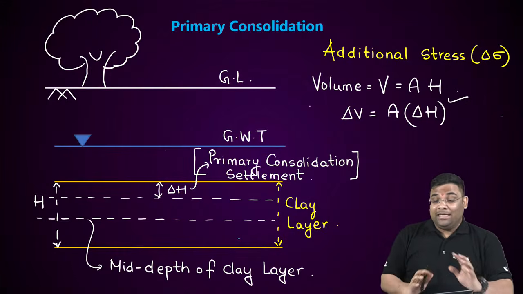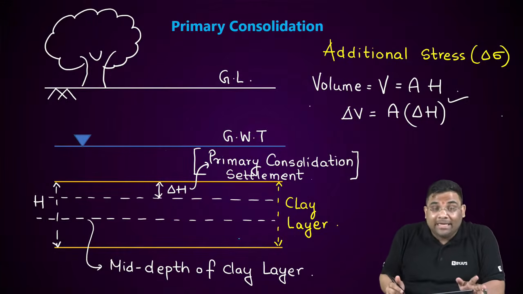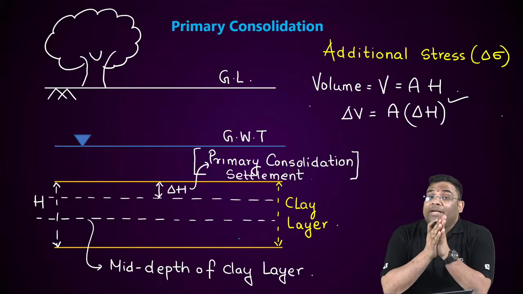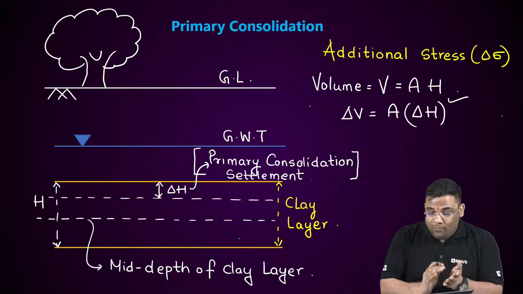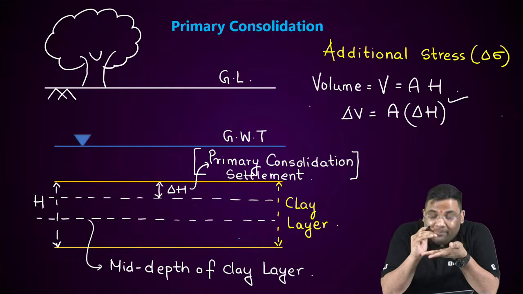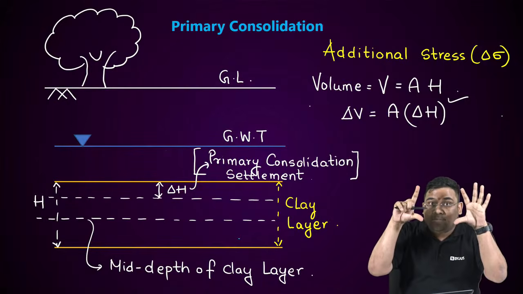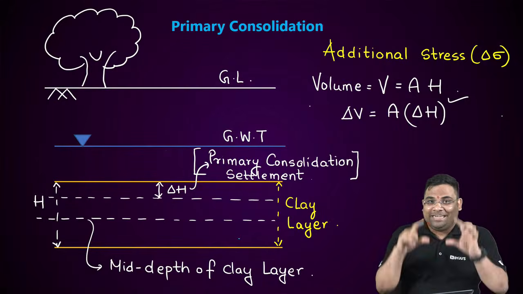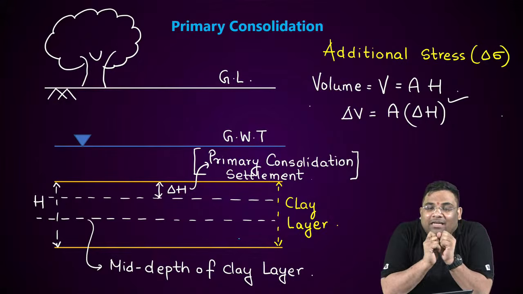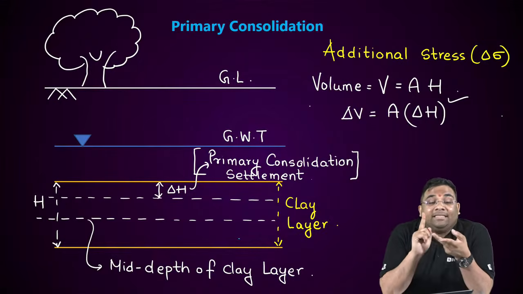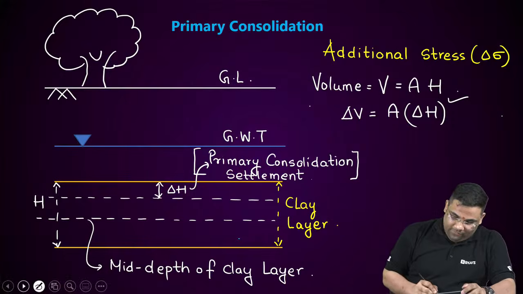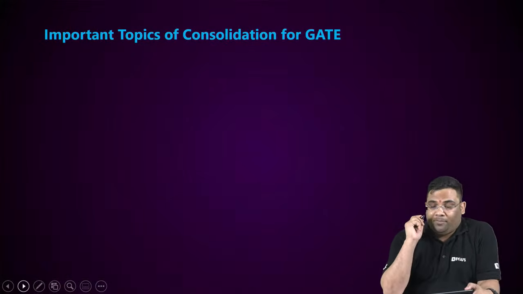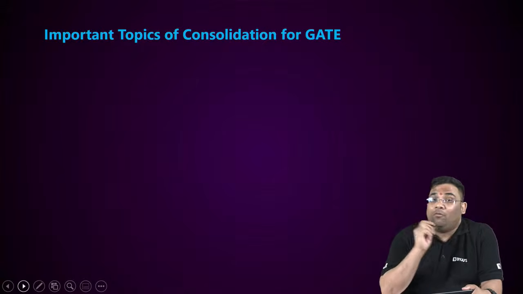So we can see that this consolidation topic can be distributed into two topics. First is how much it will consolidate. The primary consolidation settlement means how much the clay layer will settle, the change in thickness of the clay layer. This is the first question they are going to ask. The second question is how much time it will take for this process of consolidation. So, if I ask you what are the important topics for consolidation for the GATE examination, what will be your answer?